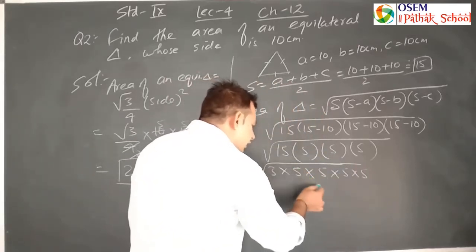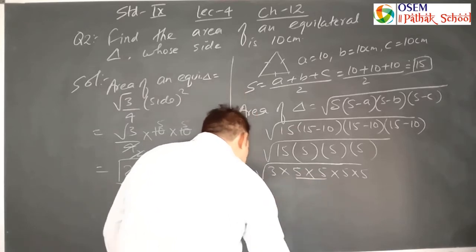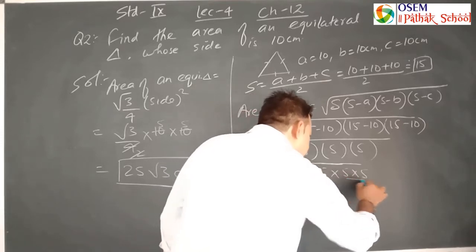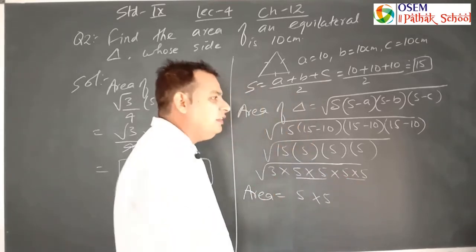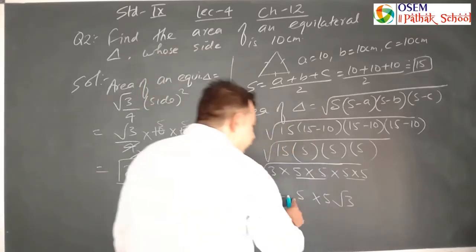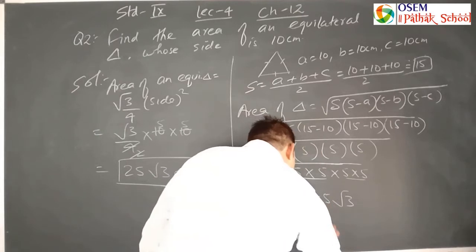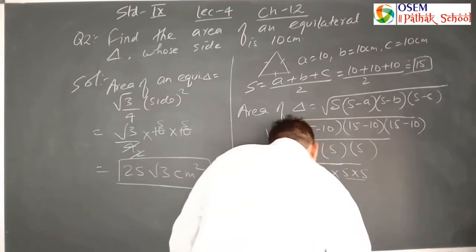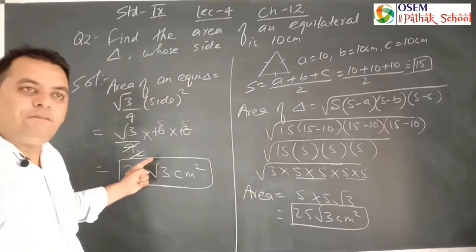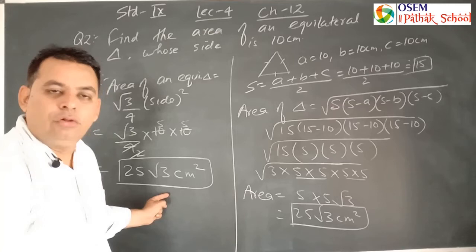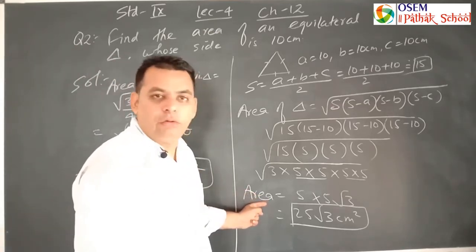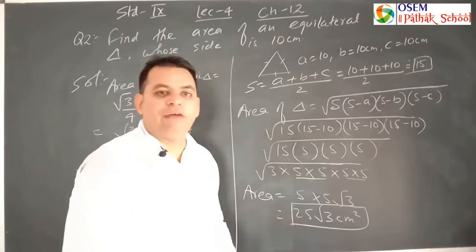Now you can clearly see this 5 is forming a pair, so it came out. Again this 5 forming a pair, it is taken out, but the 3 is alone, so it will be inside the root. So 5 into 5 is 25 root 3 centimeter square. Clearly you can see, if we apply the formula of the equilateral triangle, we get 25 root 3, and if we apply Heron's formula, we also get 25 root 3.